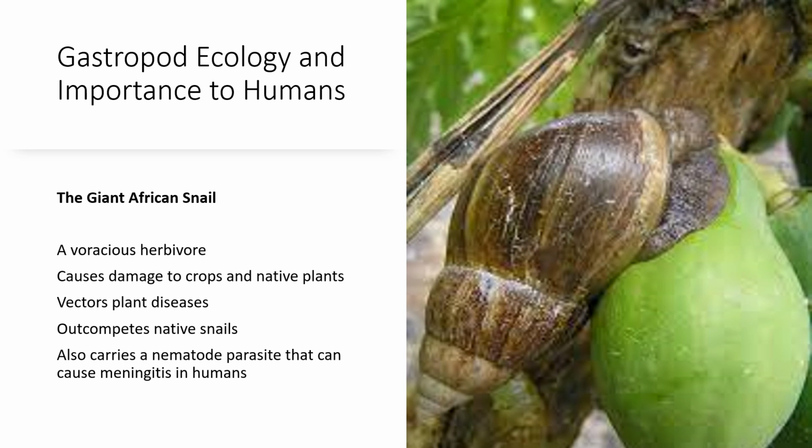But it's not just feeding that damages the crop. It can also vector plant disease. In addition to that, once it invades an area, it starts to outcompete native snails, causing their populations to decline. And to add insult to injury, it also carries a parasitic nematode that can infect humans and cause meningitis.